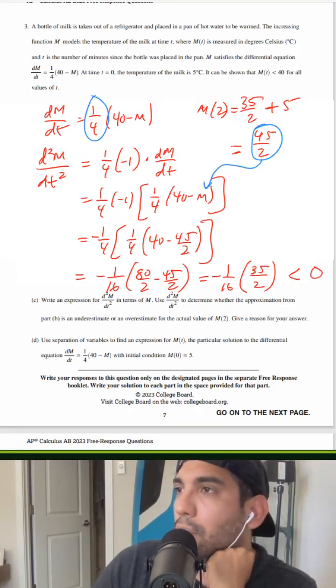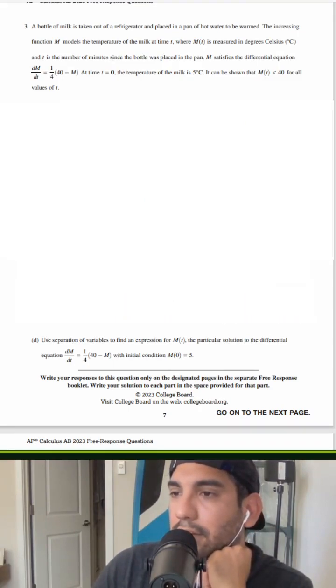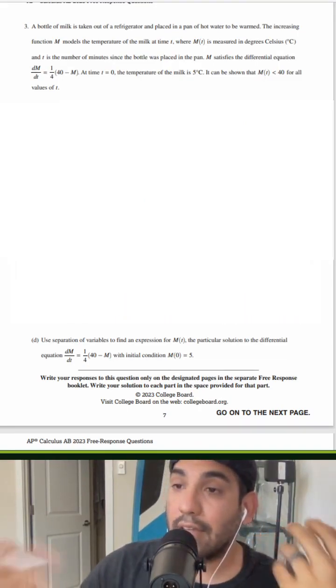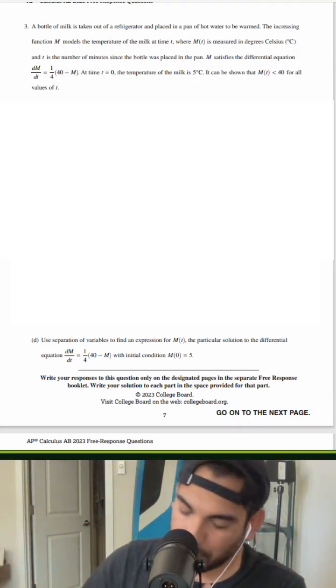All right, Chad, let's go ahead and do part D. This wasn't even that hard, in my opinion, it's just time consuming. But part D, another rectangle that I'm going to draw. Now we actually have to find the original function using that initial condition.